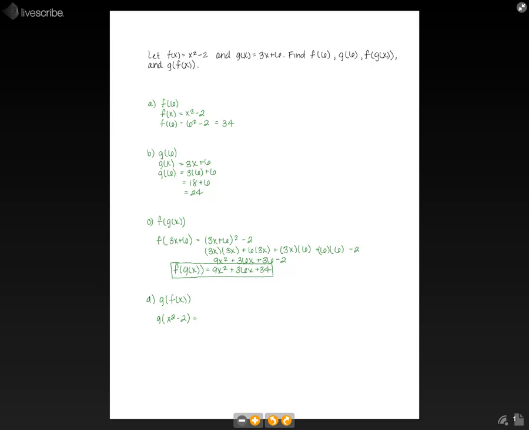So that's equal to, since g is 3x plus 6, 3, then we plug in x squared minus 2, and then plus 6. Alright, so if we simplify that, we get 3x squared minus 6 plus 6. And that just simplifies to 3x squared. So g of f of x is equal to 3x squared.